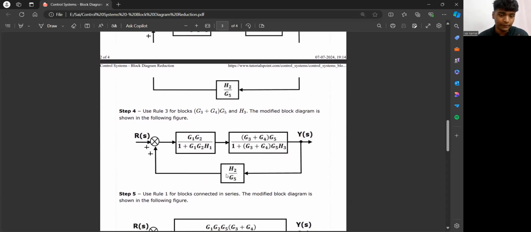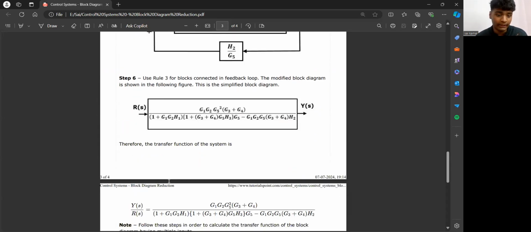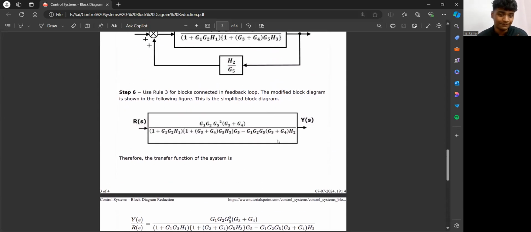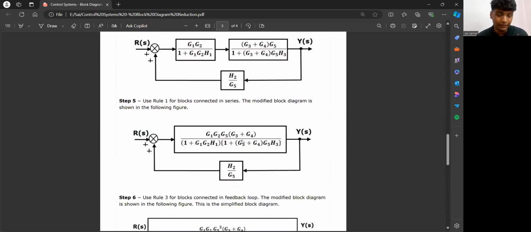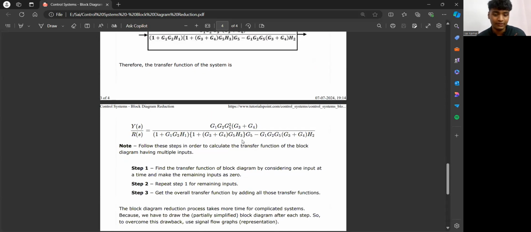Then we got this simpler form. Now it is in series form, so we will multiply these both boxes. Then we will apply some rules, and we use rule number 3 for the blocks connected in feedback loop. The modified block diagram is shown in the following figure. This is the simplified block diagram. And by this, we can derive a formula, the transfer function, though I don't remember the exact term.